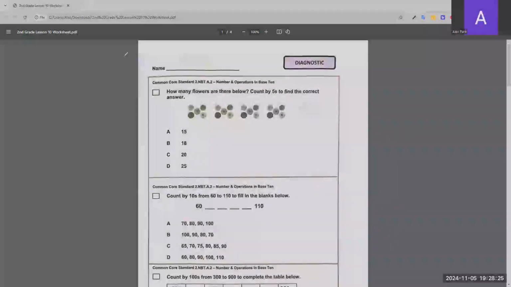So we're going to be doing second grade lesson 10 worksheet. So number one, how many flowers are there below? Count by fives to find the correct answer. So it's saying to count by fives, which means that each group here has 5 flowers. So there's 1, 2, 3, 4 groups. And there's 4 groups of 5, which means we do 4 times 5 to get 20 flowers, which is C.